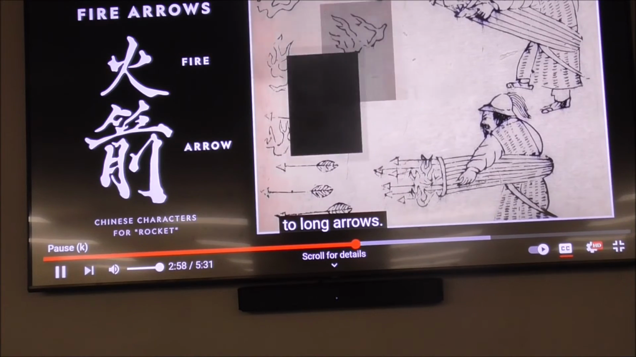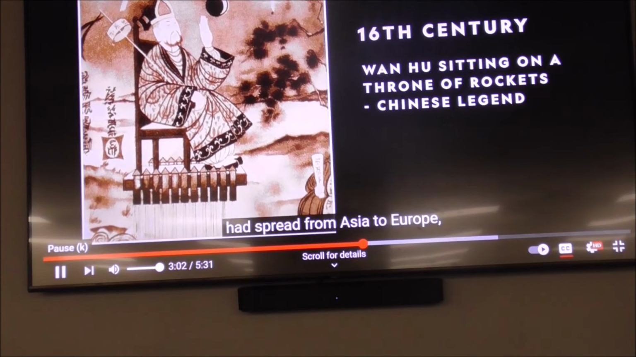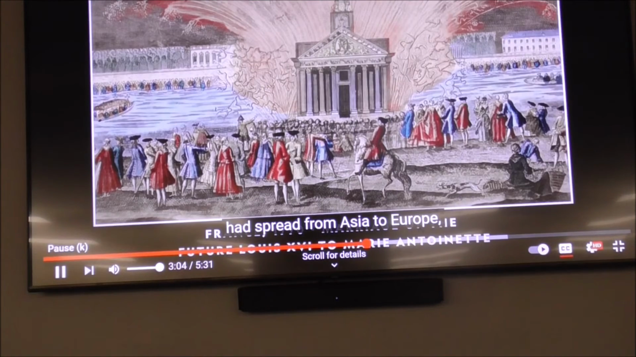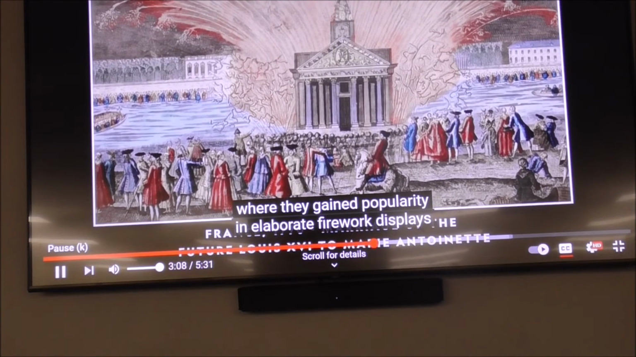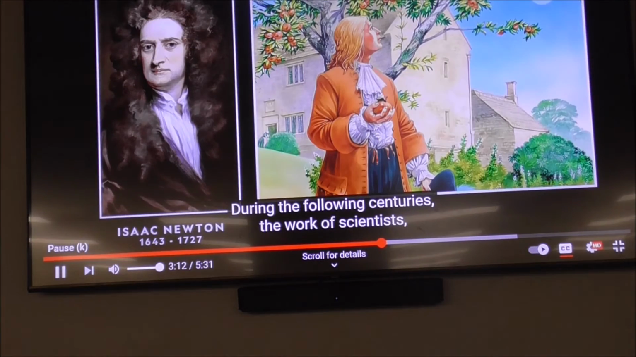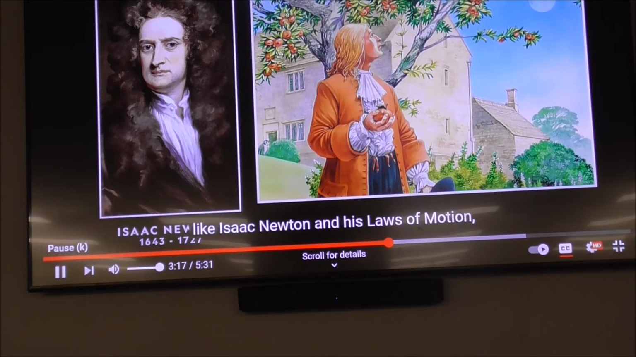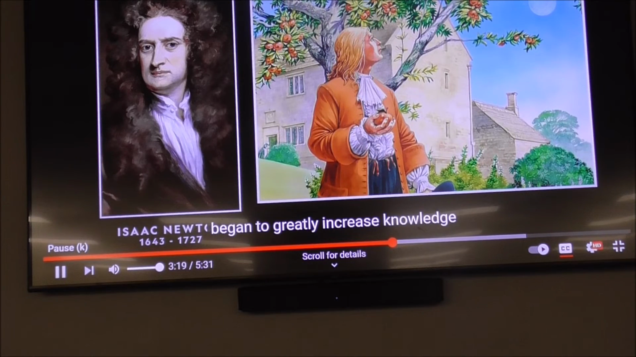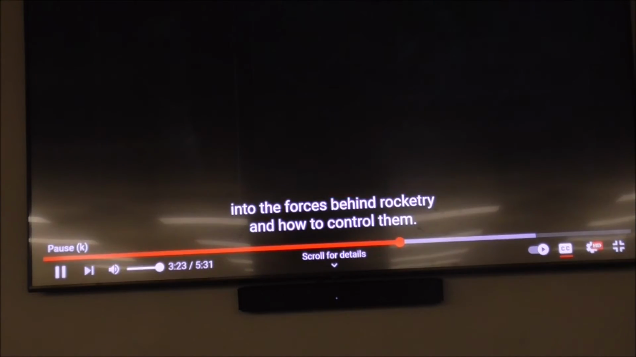By the 16th century, the use of rockets for amusement had spread from Asia to Europe, where they gained popularity in elaborate firework displays at celebrations and festivities. During the following centuries, the work of scientists like Isaac Newton and his laws of motion began to greatly increase knowledge into the forces behind rocketry and how to control them.